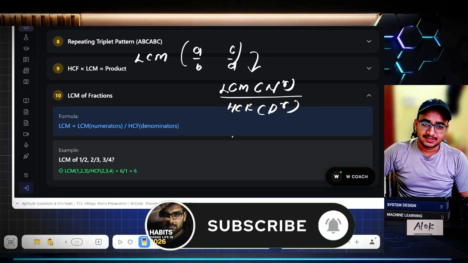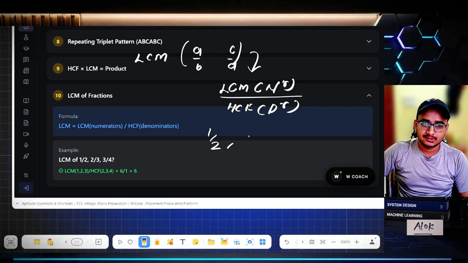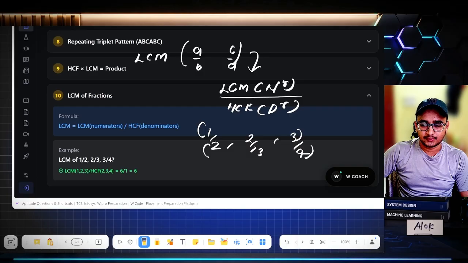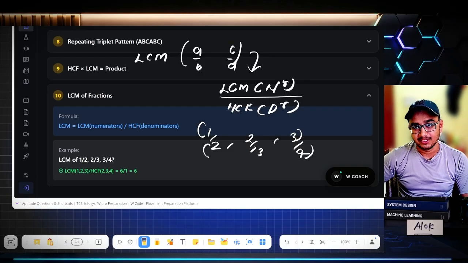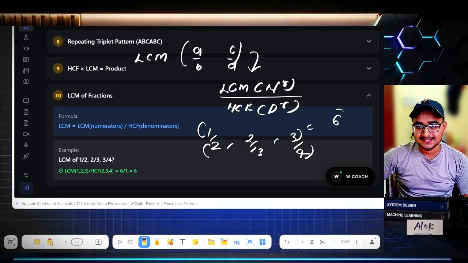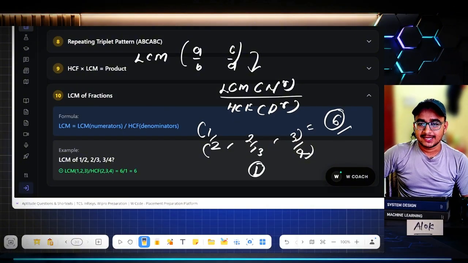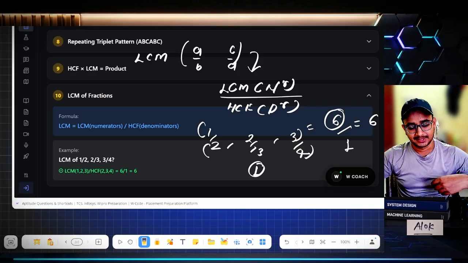Let's take an example. You're given 1 upon 2, 2 upon 3, and 3 upon 4. What you'll do, guys, is find the LCM of 1, 2, and 3, and the HCF of 2, 3, and 4. LCM is the lowest common multiple. The lowest common multiple of 1, 2, 3 comes out to be 6. What is going to be the HCF, the highest common value between 2, 3, and 4? That is 1. So your LCM comes out to be 6. I hope you got an understanding over it.